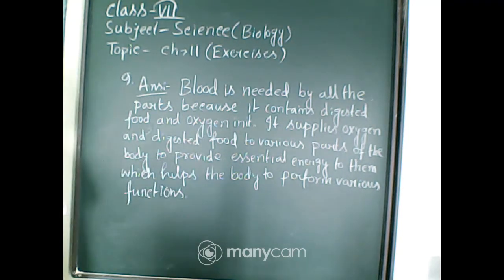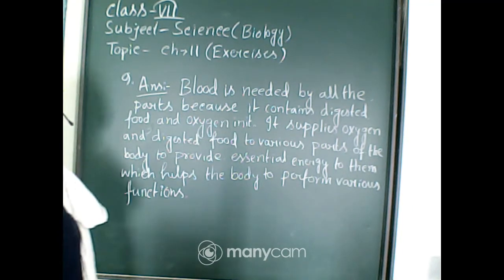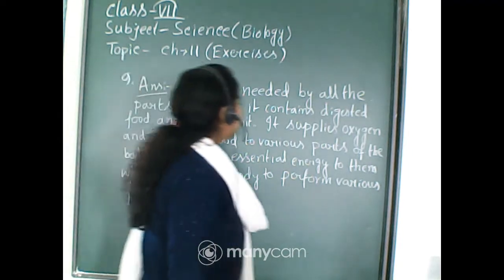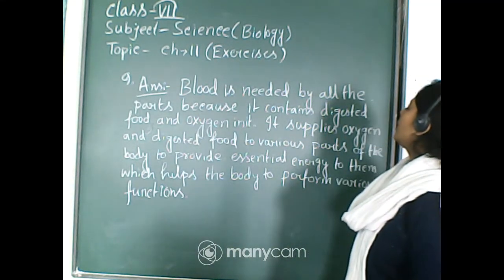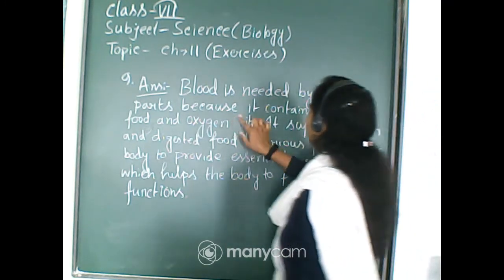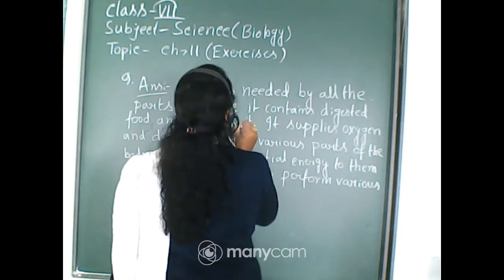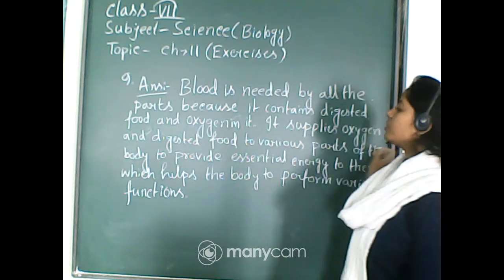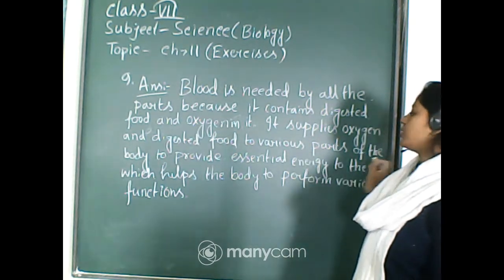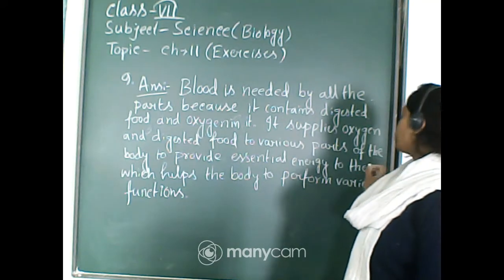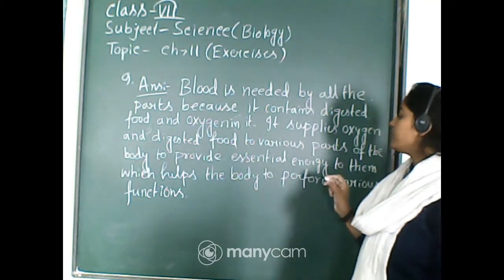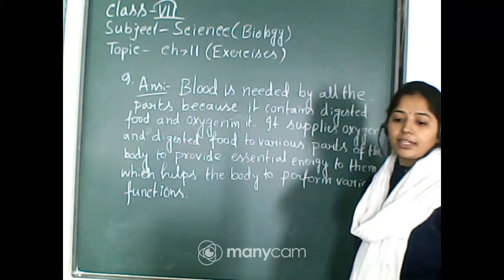So here I have written question number 9: why is blood needed by all the parts of the body? Blood is needed by all the parts because it contains digested food and oxygen in it, and it supplies oxygen and digested food to various parts of the body to provide essential energy to them, which helps the body to perform various activities.